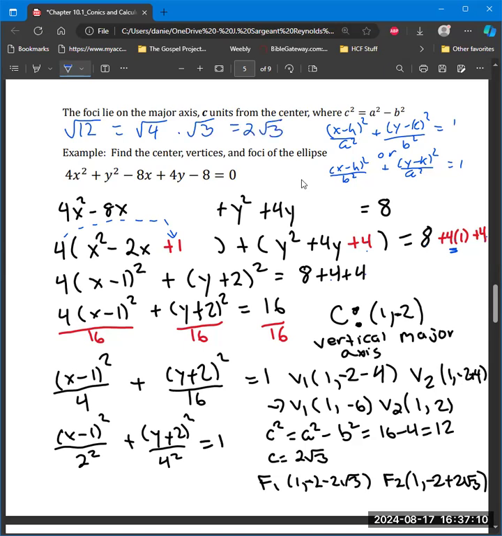So that's where I got c was 2 square roots of 3, and I'm going to add and subtract that from the y. Remember that our foci lie on our major axis, so we're going to be moving in the direction of the major axis here with our foci, leave the other coordinate alone. So it's going to be on 1, and then -2 minus 2 root 3, 1, -2 plus 2 root 3.